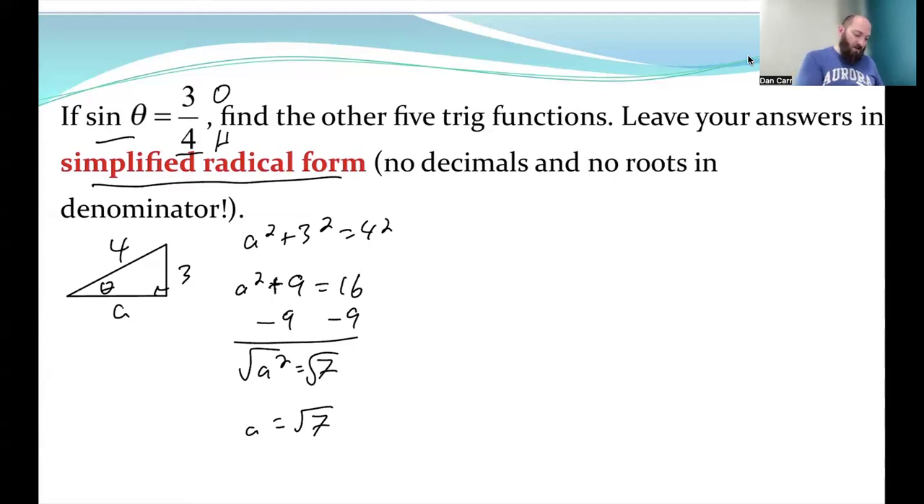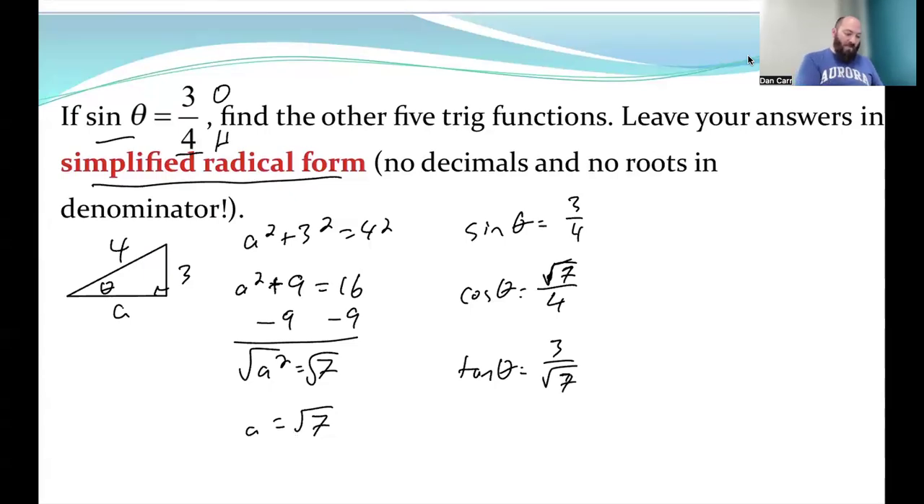We already have sine, so let's do cosine. I'm just going to rewrite it again for later. So that's 3 over 4. The cosine of theta is going to be adjacent, root 7, divided by 4, my hypotenuse. And then tangent is opposite 3 divided by my adjacent root 7.